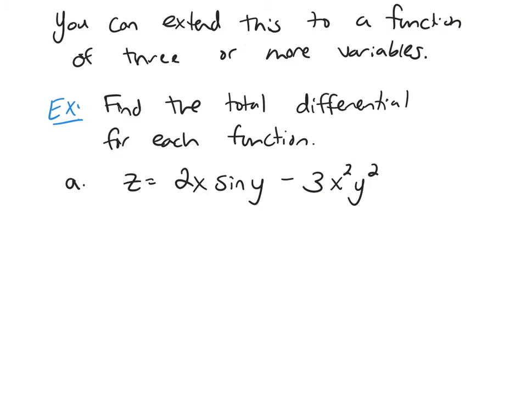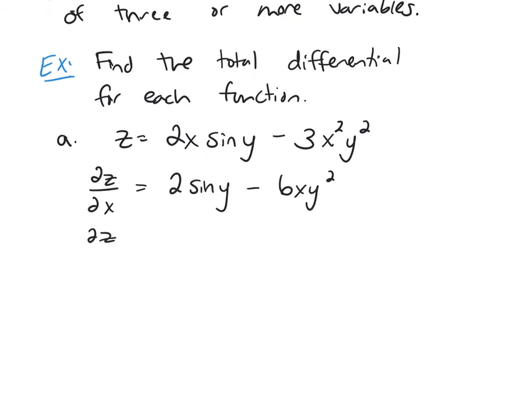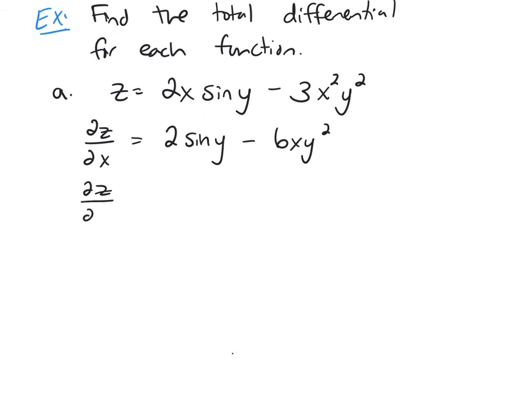Well, using our formula, I need the partial derivatives of z with respect to my two variables. The partial derivative of z with respect to x. So if I take the derivative of the first term, with respect to x, it'll be 2 sine y minus 6xy squared. And then take the partial derivative of z with respect to y now. It'll be 2x cosine y minus 6x squared y.